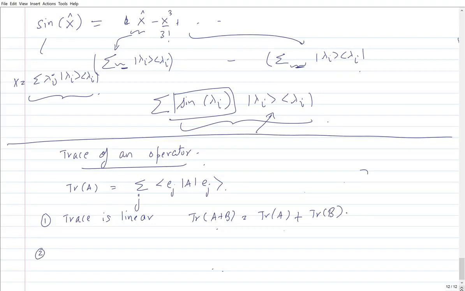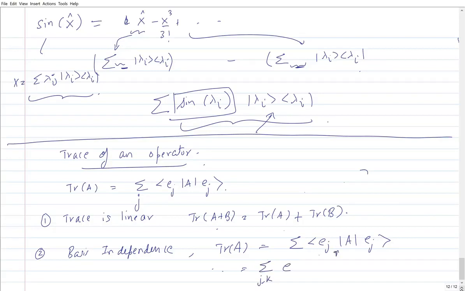Basis independence. Trace of A is independent of what basis I am evaluating this matrix in. How do I show it? Well, again, I stick in a bunch of identities. Remember the identity operator. I now have a sum over, and I stick an identity operator here, e_j.